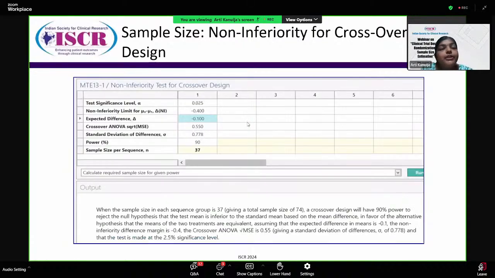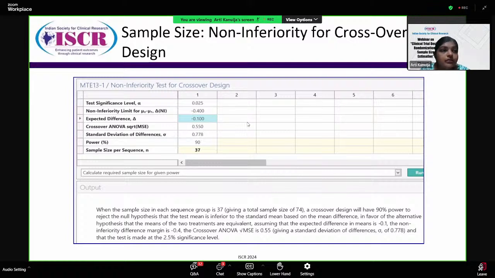So I'm using nQuery Advisor here. I've put in the required data they gave: the non-inferiority margin, the level of significance, the expected difference, the kind of data, which is for a crossover design, the standard deviation, and the power expected. You can see that the sample size per sequence expected is 37. By default it is 1:1, so we get 74 subjects.